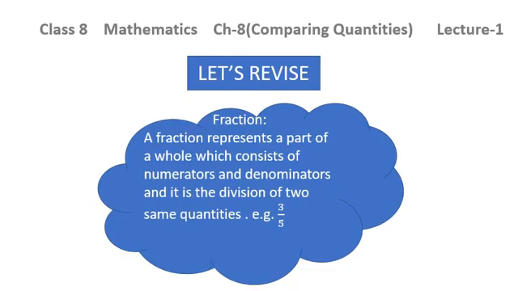So in 3 by 5, the numerator is 3, the denominator is 5, and out of 5 parts, 3 parts are to be considered. So 5 is a whole, and how many parts are to be considered? 3, and it is the division of two same quantities.